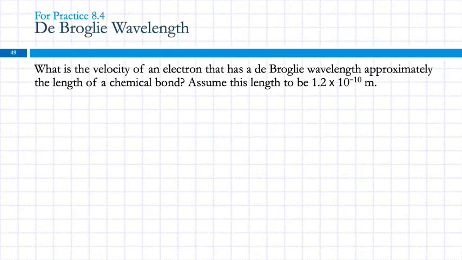So what's the velocity of an electron that has a de Broglie wavelength approximately the length of a chemical bond? Assume that this length is 1.2 times 10 to the minus 10 meters. Well, what are they giving us here? They gave us a wavelength. So that's 1.2 times 10 to the minus 10 meters. Always write your units. Have I said that before? Yes, I have. I'm going to say it many more times. Always write your units. Asking for the velocity.